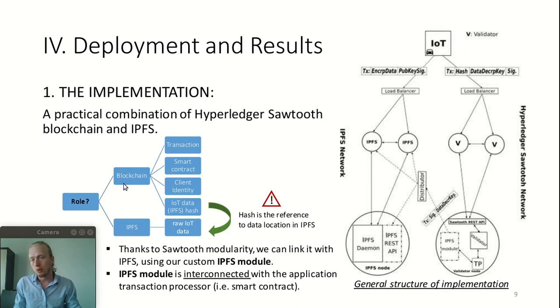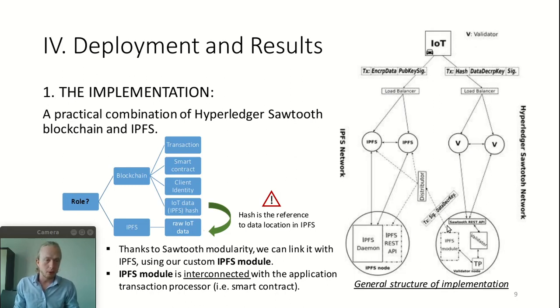What is the role of the blockchain? The role of the blockchain is to handle the transactions, to handle the smart contract, it also stores and handles the client identity, and it also stores an IoT data IPFS hash. The IPFS hash, as we have seen in the introduction, is a hash that references the data location in IPFS. So IPFS is just going to store the raw IoT data.